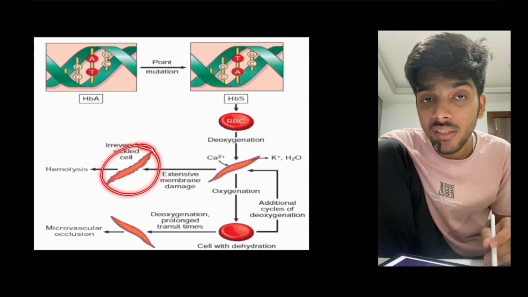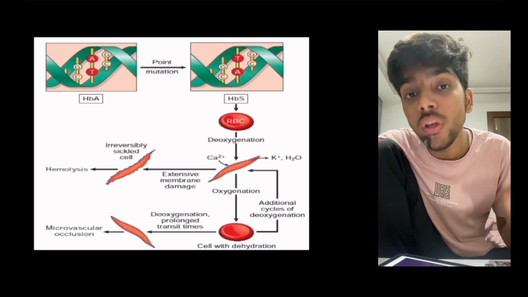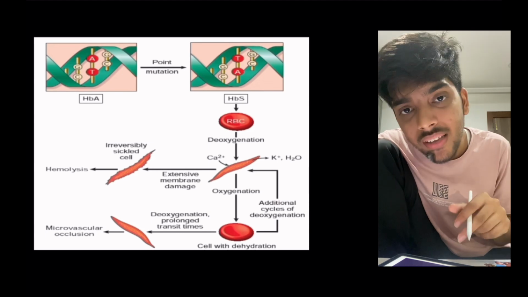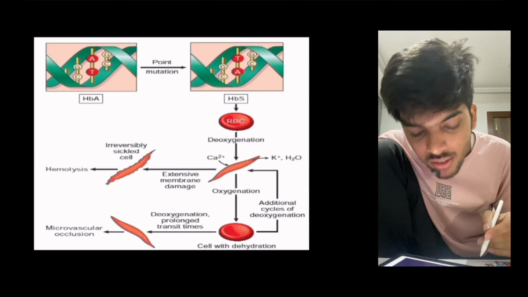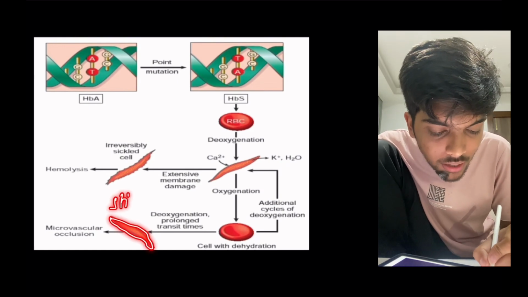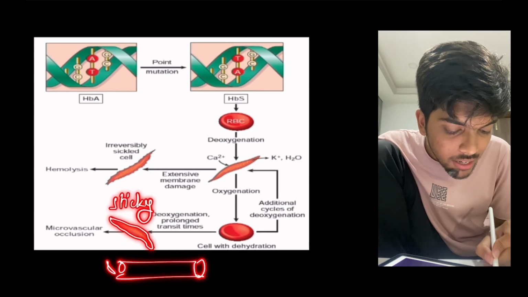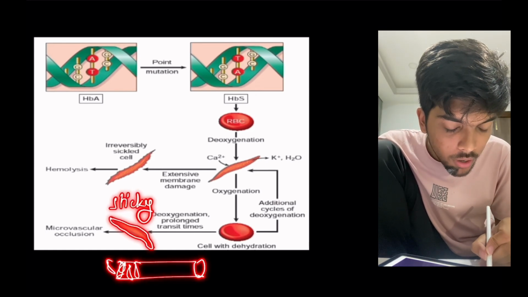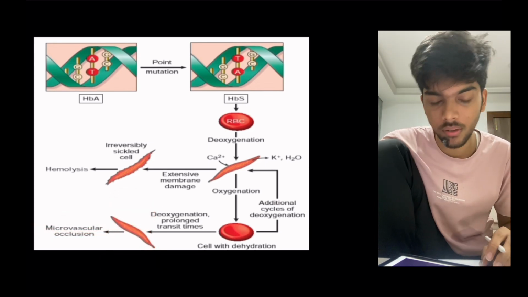So what happens to this structure? It gets hemolyzed in the spleen, and this is how hemolysis of the RBC takes place in sickle cell anemia. Hemolysis takes place. Another thing is that this sickle cell RBC is quite sticky. As a result, inside small blood vessels, they stick together and block the small blood vessel, leading to microvascular occlusion.